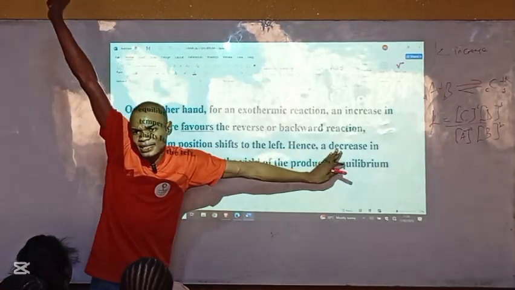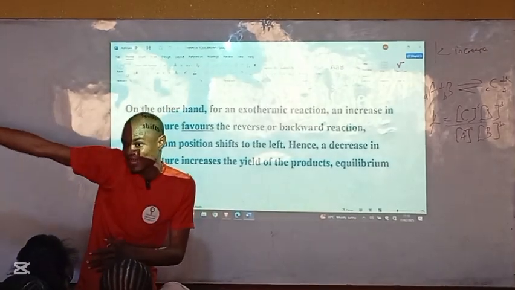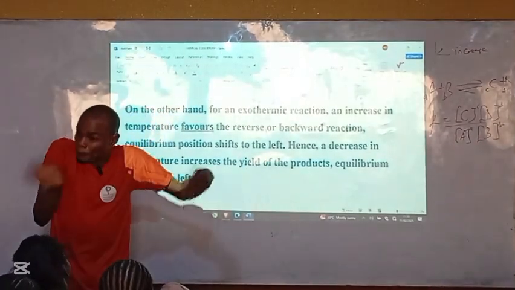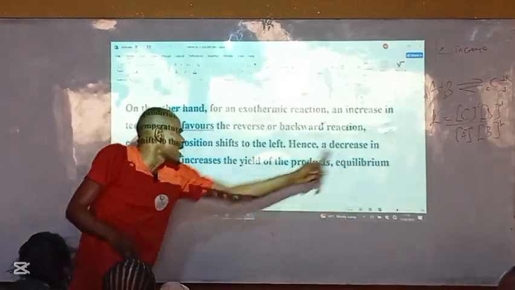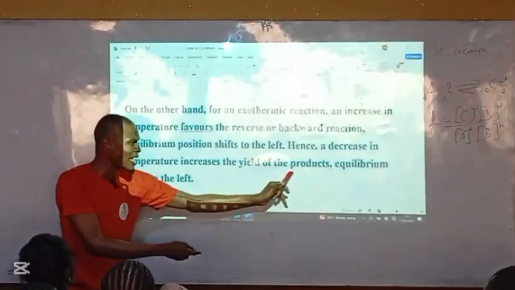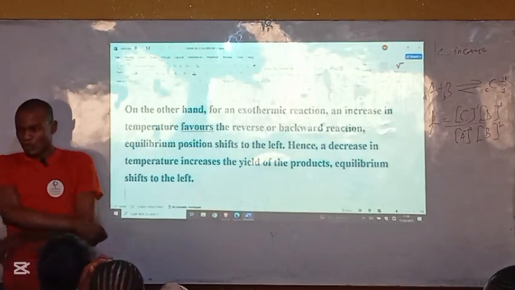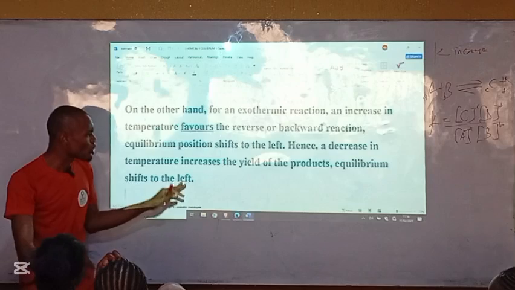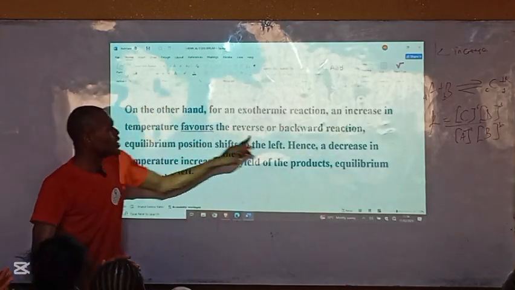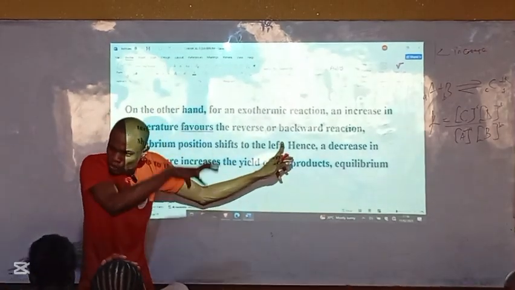Now, for endothermic, a decrease in temperature, we favor the left side, which is the backward reaction, right? But for exothermic, it's opposite. A decrease in temperature for exothermic will favor the forward reaction, which will yield more product, and the equilibrium will shift to the right. What about the equilibrium constant? Now look up. Exothermic, when you increase the temperature, the equilibrium will shift back, right? The equilibrium constant also will decrease.